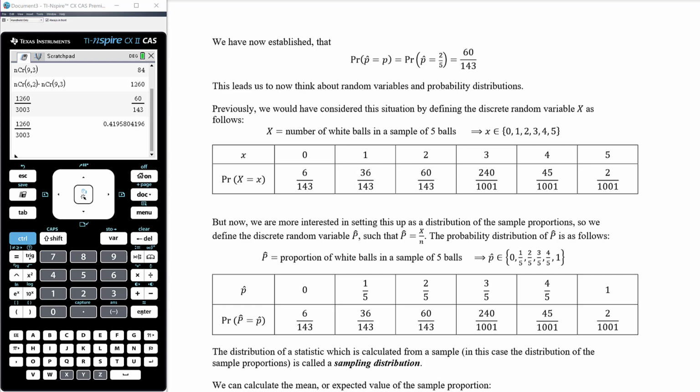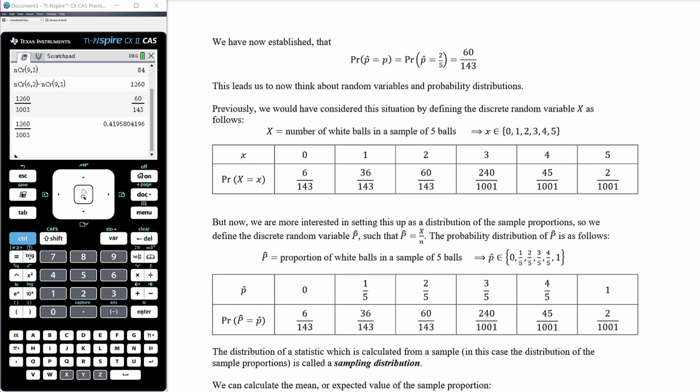This leads us now to think about random variables and probability distributions. Previously we would have considered this situation by defining the discrete random variable x as follows. If x is the number of white balls in a sample of 5 balls, then x could be 0, 1, 2, 3, 4, or 5. It would be possible to select 0 white balls, 1, 2, 3, 4, or 5 white balls out of my sample. And so we can form the probability distribution here.